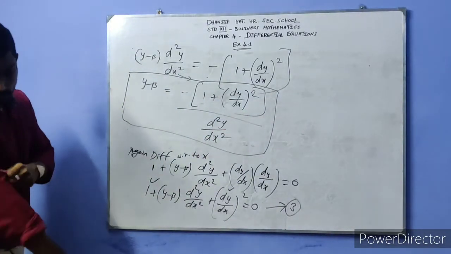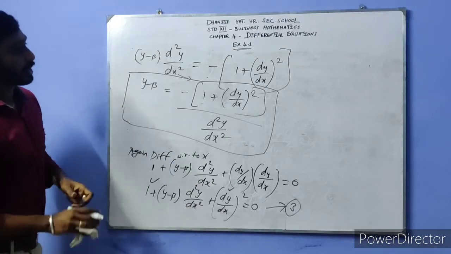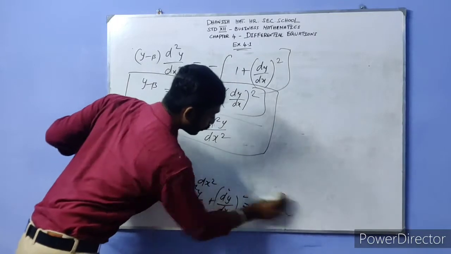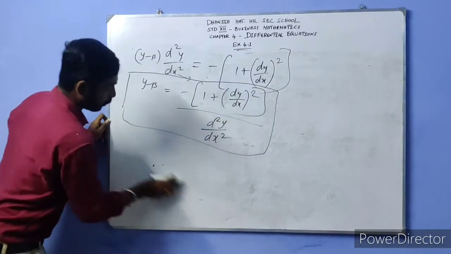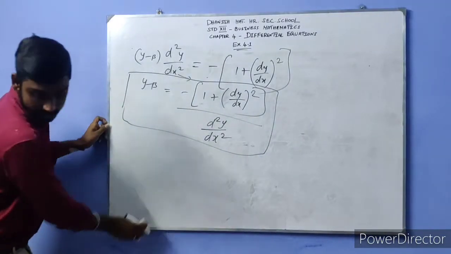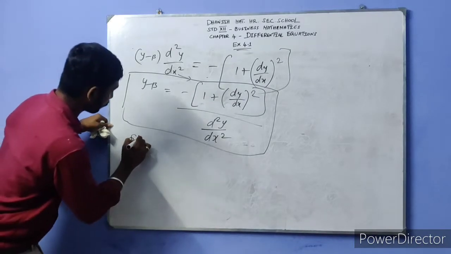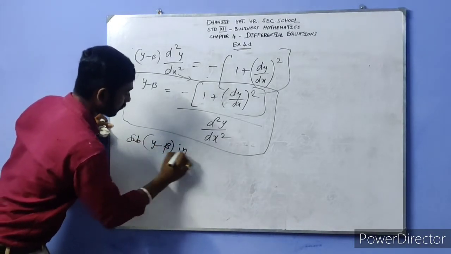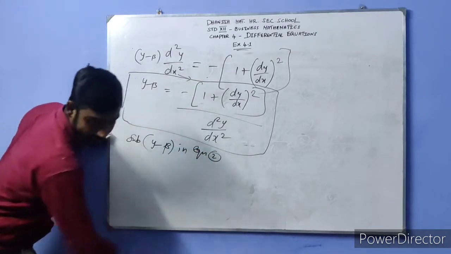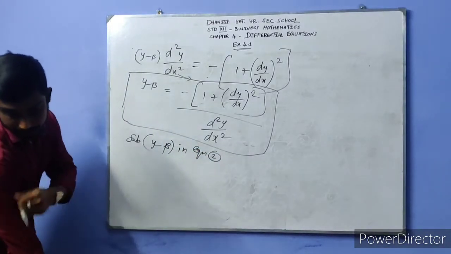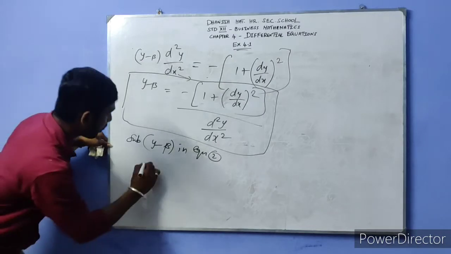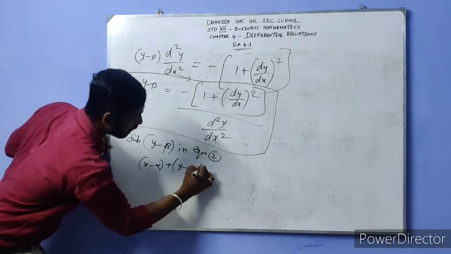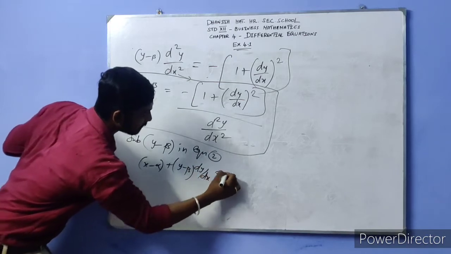Then we are going to substitute this value into equation number 2. Substitute y minus beta value into equation number 2. What is the second equation? That is x minus alpha plus y minus beta into dy divided by dx equal to 0.